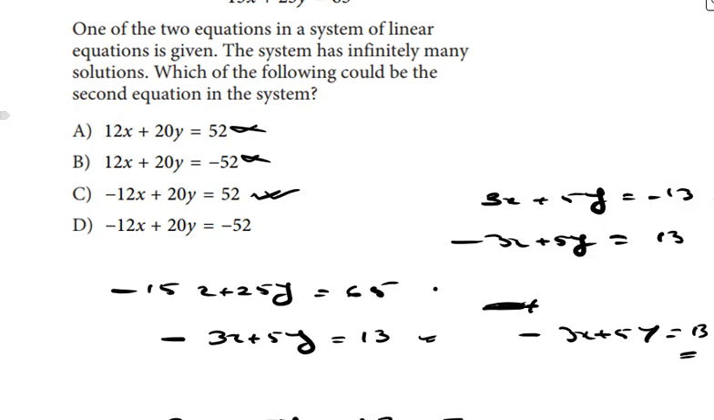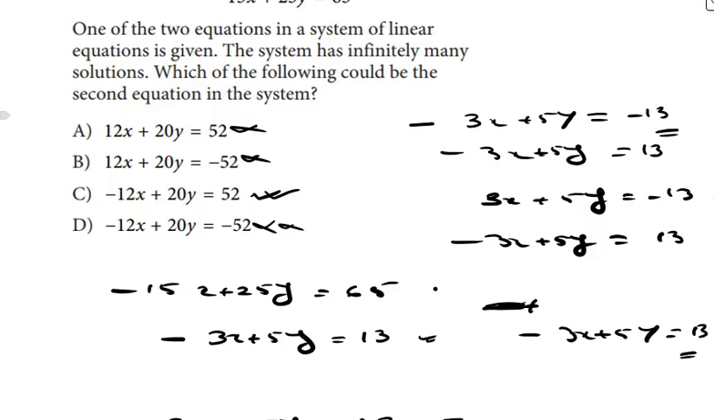Okay. Now, come to option D. Minus 12x plus 20y is equal to minus 52. Now, divide by 4. So minus 12 divided by 4 is minus 3, 20 divided by 4 is 5 and minus 52 divided by 4 is minus 13. So we get minus 3x plus 5y is equal to minus 13. But our original simplified equation was minus 3x plus 5y is equal to 13. So the constant term does not match. So option D is not correct here.